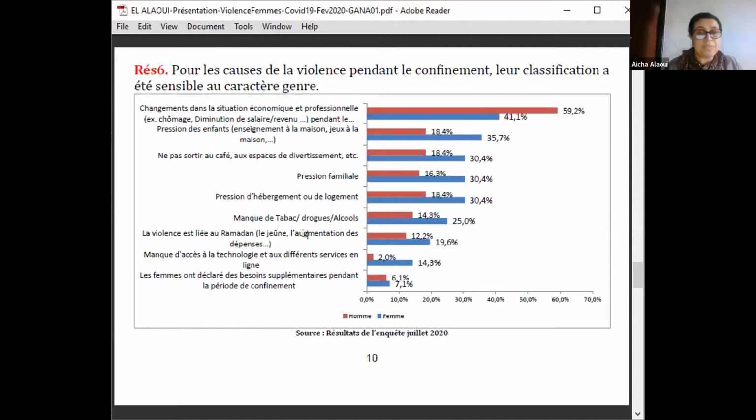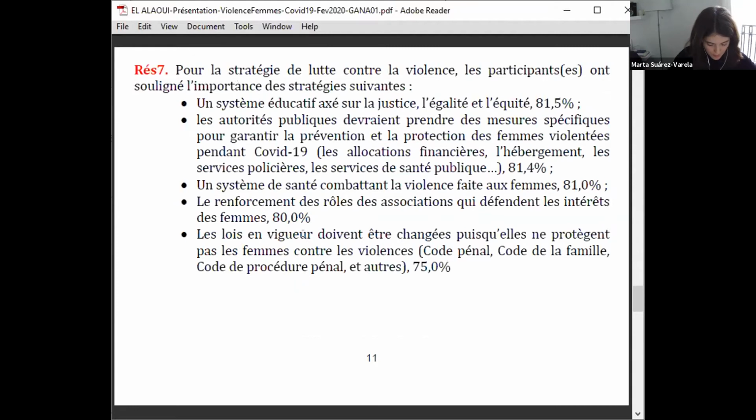Donc, l'autre point, c'est la lutte contre la violence. On soulignait la stratégie suivante. Ça veut dire, quelle stratégie pour limiter la violence? Premièrement, il faut avoir un système éducatif axé sur la justice, l'égalité et l'équité. Deuxièmement, il faut que l'autorité publique prenne des mesures spécifiques pour garantir la prévention et la protection des femmes violentées. Et aussi, on doit renforcer le système de santé et le rôle des associations, et on doit aussi changer les lois, surtout le code pénal, le code de la famille, le code de procédure pénale.